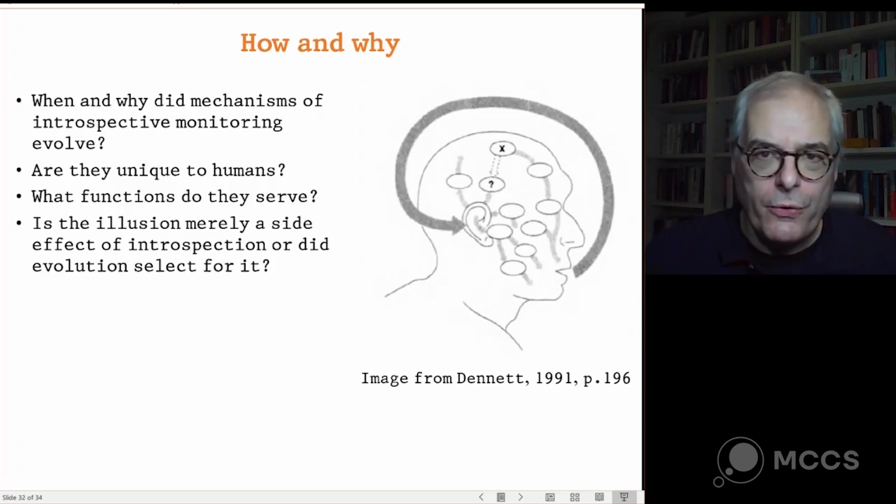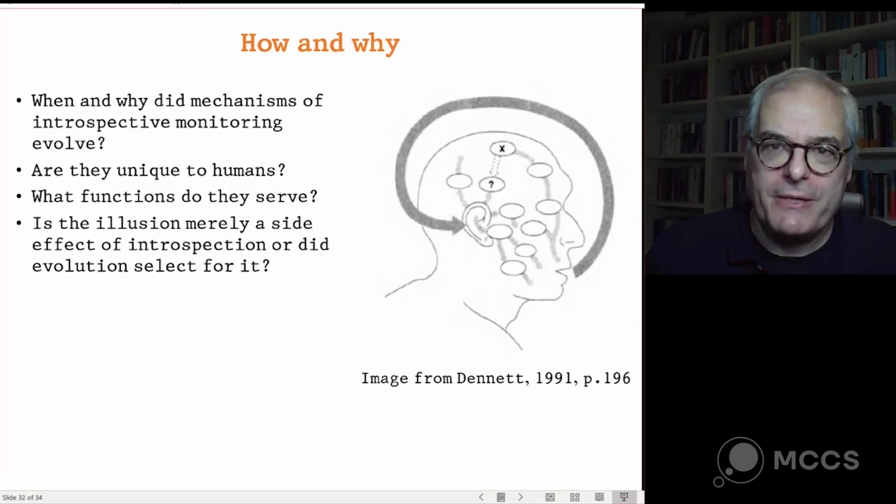Or is that illusion actually also one of the functions of introspection? Did evolution actually select for mechanisms that would foster that illusion?